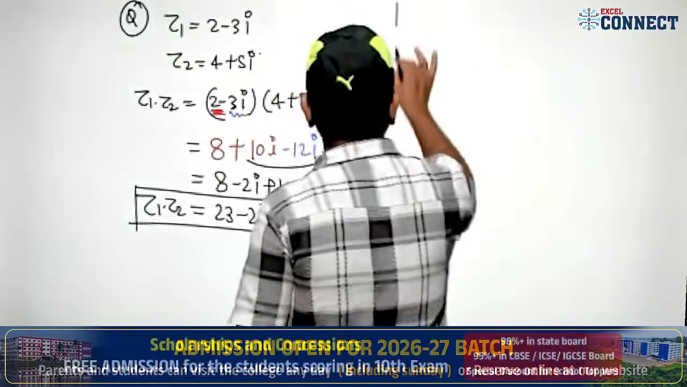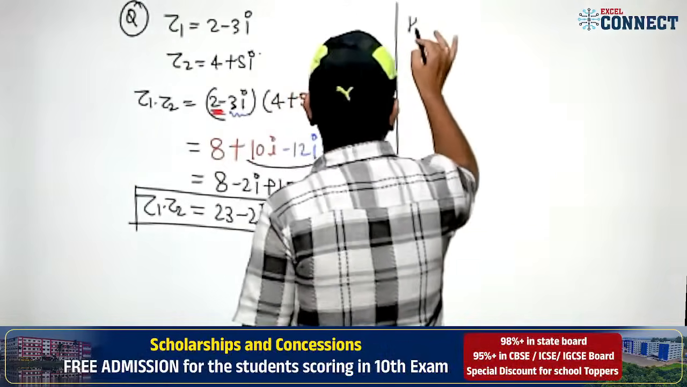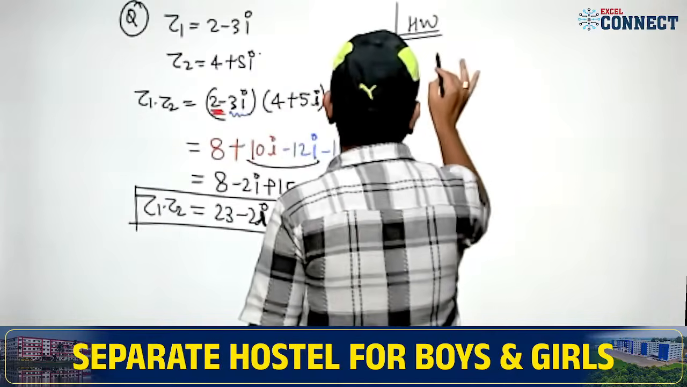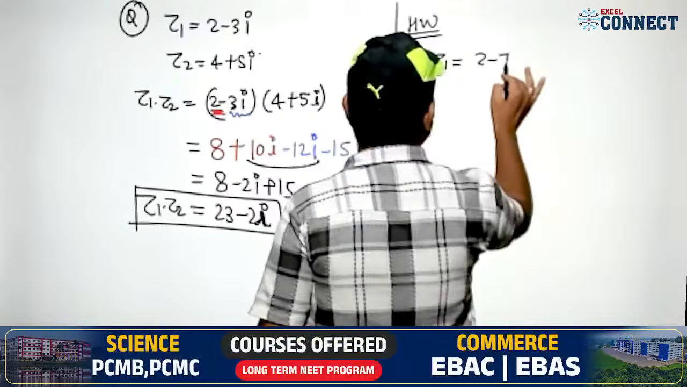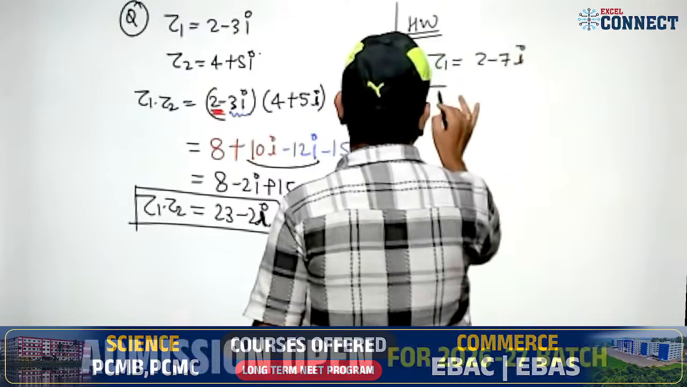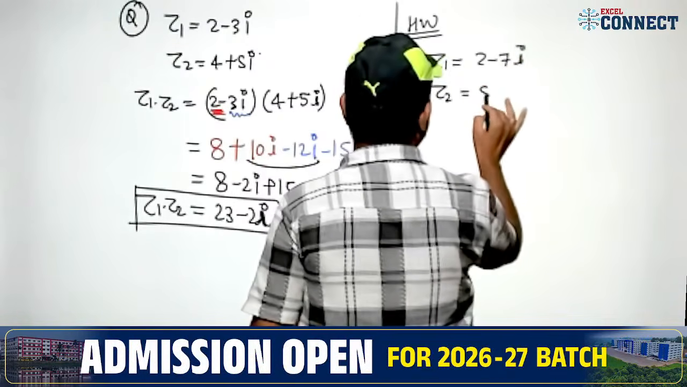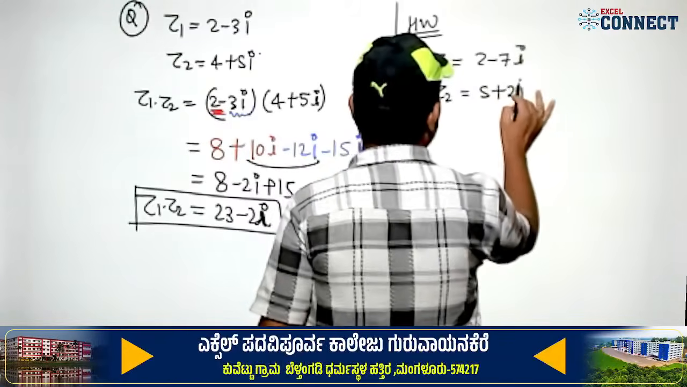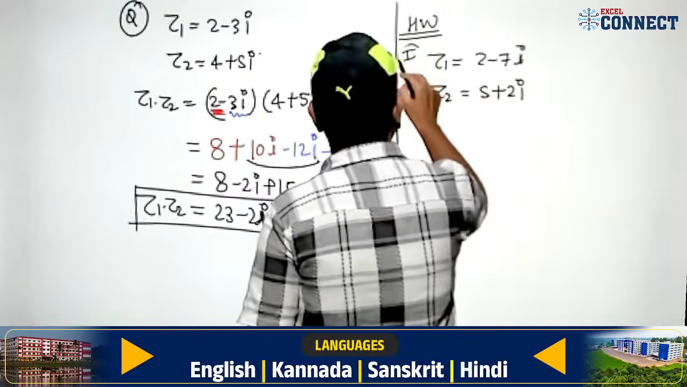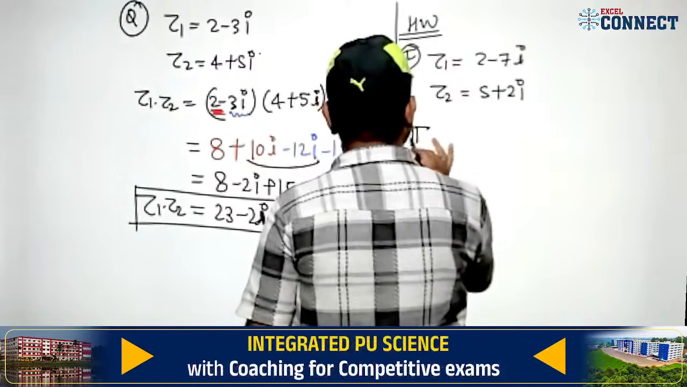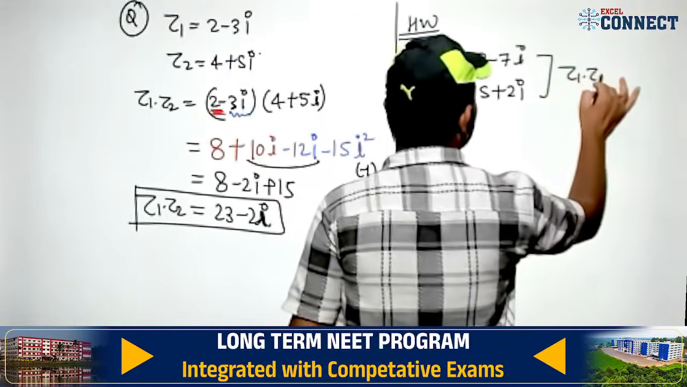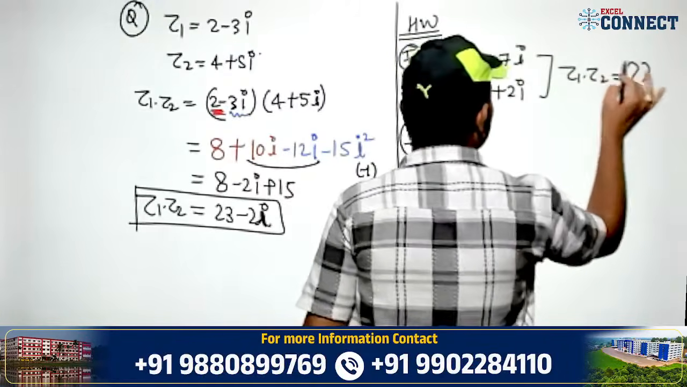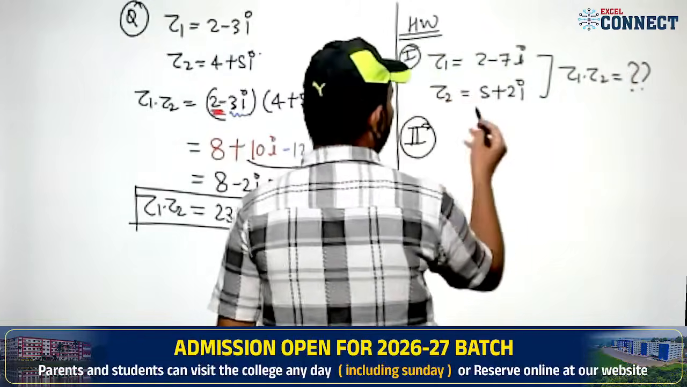Now one homework problem. In free time you will solve this question. Let's suppose Z1 is equal to 2 minus 7i and Z2 is equal to 5 plus 2 iota. One problem. Second homework problem: you need to find Z1 into Z2. Write this, note this, and in homework you will do.